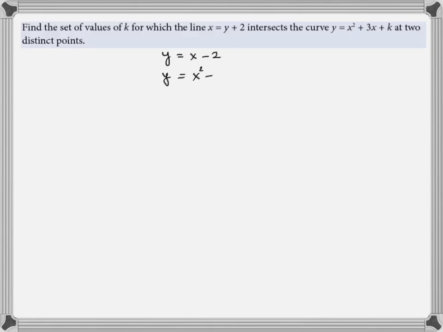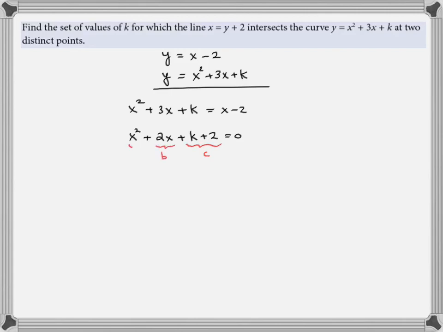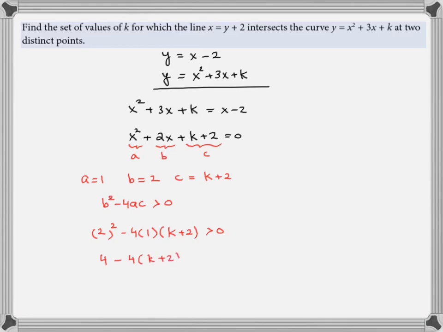Now, let's look at this question. Find the set of values of k where the line intersects the curve at two distinct points. Make a single equation out of it, a single quadratic equation in terms of x, that meets at 2 points. That means b squared minus 4ac is greater than 0. Simply solve this inequality and you get the answer: k is less than -1.